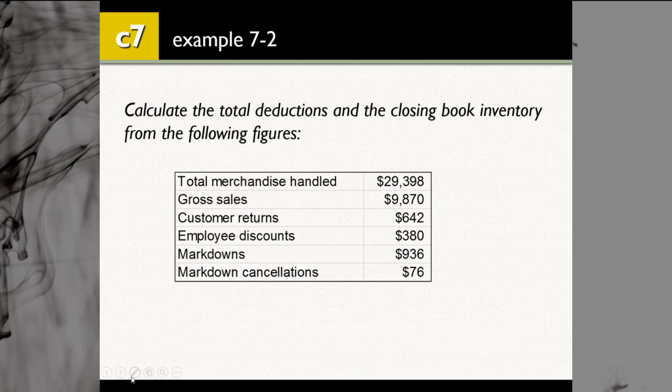Let me show you the example here. Calculate the total deductions and the closing book inventory from the following figures. This table gives you the information about total merchandise handle, so you don't have to calculate it. But based on the information below it, including gross sales, customer returns, employee discount, markdowns, and markdown cancellation, you need to calculate the total deduction. Then you can calculate your closing book inventory based on total merchandise handle minus total deduction.